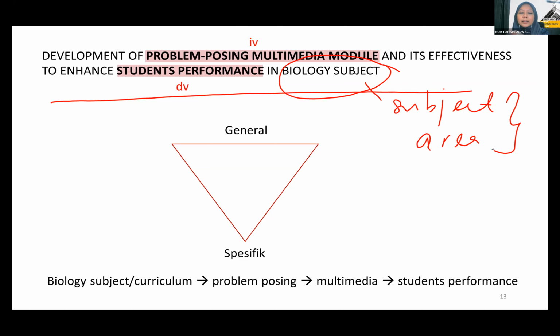Okay, and then with regards to this, the performance tu I pecahkan pula kepada lots and hots, lower order thinking skills and higher order thinking skills. So that also can be the highlighted ataupun the themes in our literature.